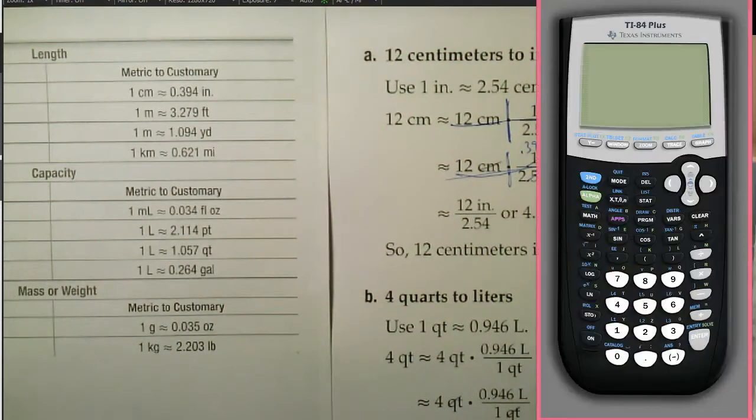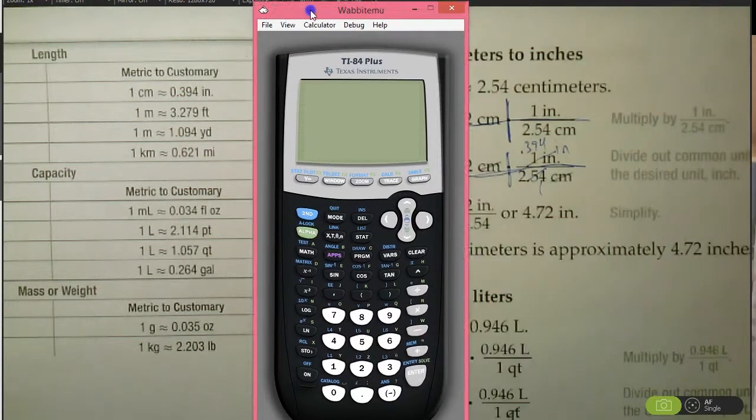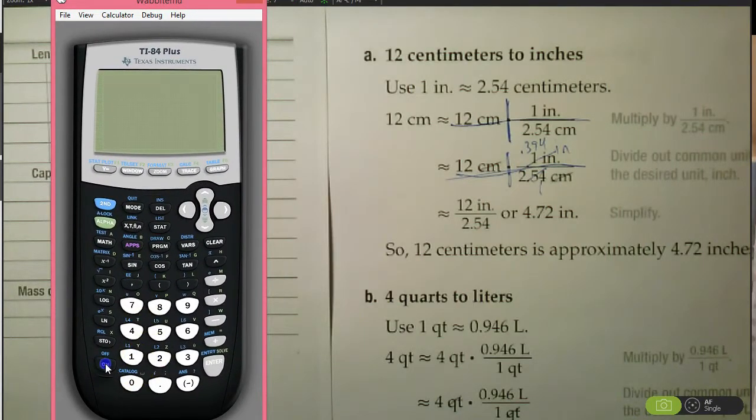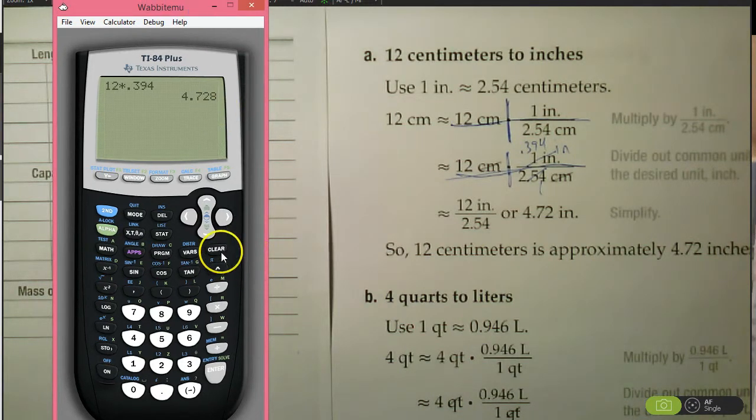And as you can see here, they end up dividing 12 by 2.54. Well, if I do 12 times 0.394, I get 4.728. They got 4.72. That rounds to 4.73 to the nearest hundredth, but it's close enough for what we're doing. So don't be worried about choosing the wrong conversion unit. As long as you choose one of them and put it in the right place, you're going to get the same answer. So hopefully that makes sense.